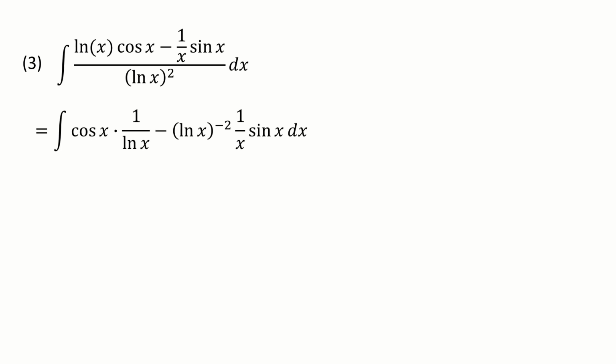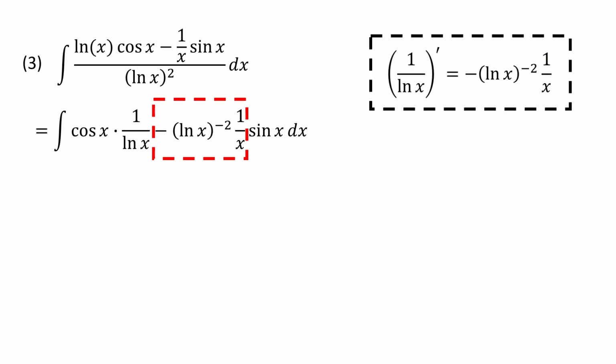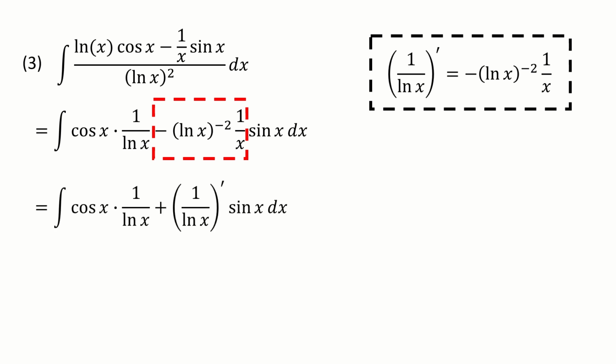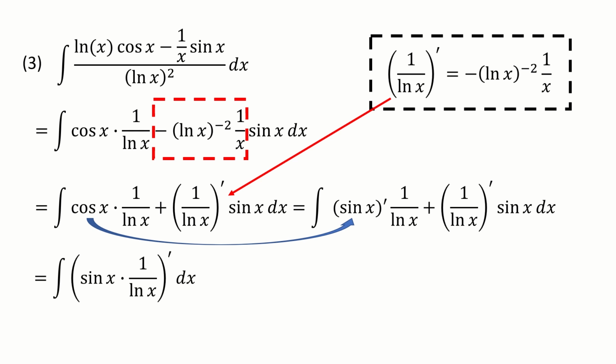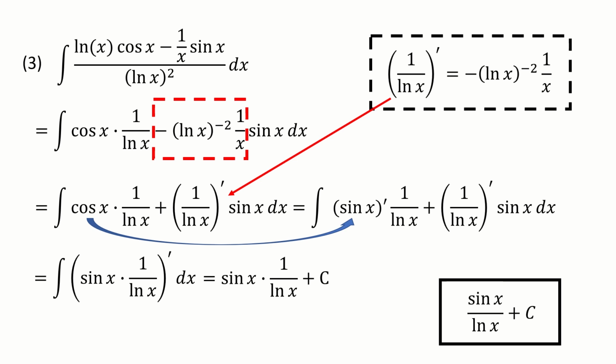First, let's rewrite it into two terms. Pay attention to the term inside the red box. This term is the derivative of 1 over log x. Then we can replace this term by the derivative of 1 over log x. Next, we can rewrite cosine x as the derivative of sine x. So now we are ready to use the product rule. And here is the final answer.